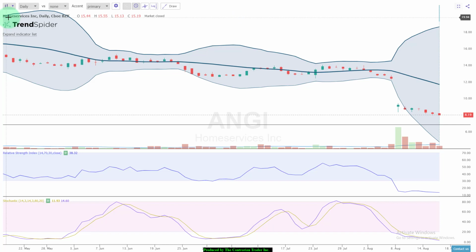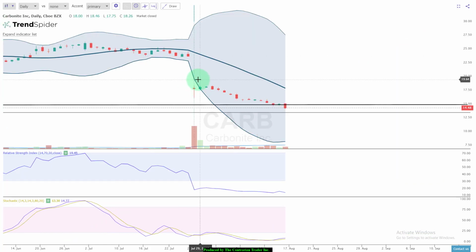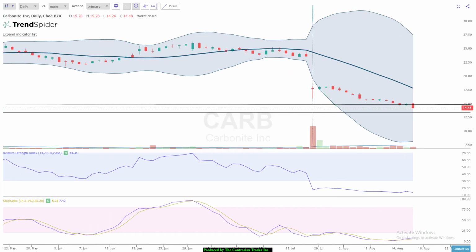Let's go over to Carbonite. Again, a daily chart, an extremely oversold stock. We have RSI at 13.34. We broke down below what was the beginning of a consolidation. That failed on Friday. Again, weak stocks tend to get weaker.